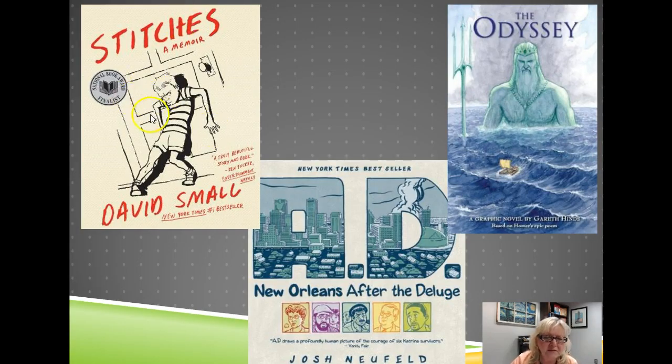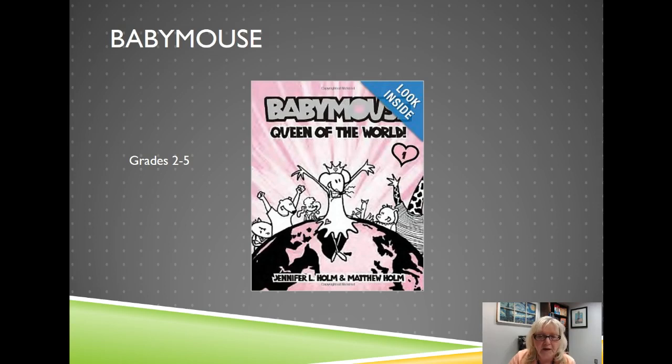So there's Stitches, and AD After the Deluge, which is definitely for older readers, it's got some swear words in it, and this is a lovely graphic retelling of the Odyssey, which was the first panel that I showed you with the panels and gutters. So I just want to show you some different graphic novels for different ages.